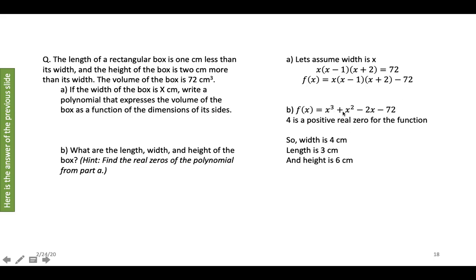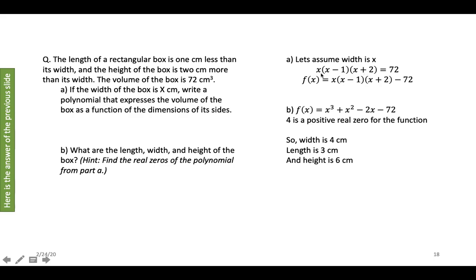Then you try to find the real zero of this function. If you put 4 here, here, and here and do the calculation, the answer comes 0. That means 4 is a positive real zero for this function. Now you may ask, sir, how do I know it is 4? You have to test it: let's say 1, 2, 3, 4, 5. This way you test for what value it becomes 0. In this case, for 4 it becomes 0. Also, from the factors of 72 you can choose smart numbers to test. So 4 is our solution.